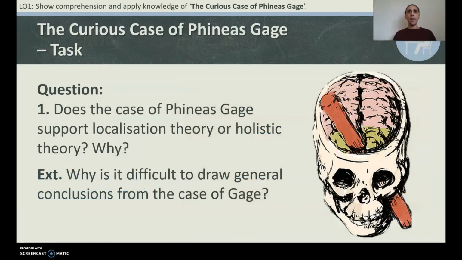Here's a question. Number 1. Does the case of Phineas Gage support localization theory or holistic theory, and why does it support it? And the extension is, why is it difficult to draw general conclusions from the case of Gage? Why is it difficult to draw general conclusions? Give that a go now.